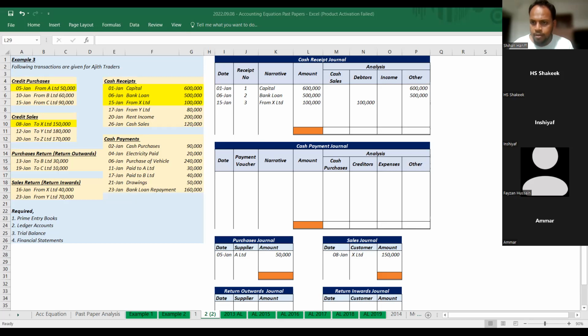From X Limited, does that mean for debtors? Yes. From X means from debtors. Because X is a customer. X is a debtor.